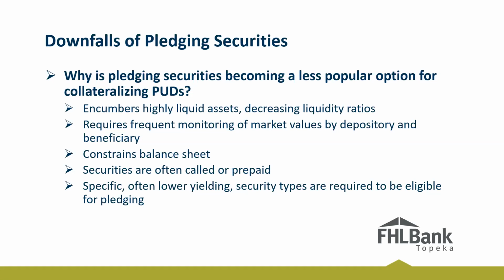Second, pledging a security encumbers the highly liquid asset, which decreases balance sheet liquidity ratios, which again, in this environment, I'm sure not a lot of our members are too worried about their liquidity ratio since everyone's flush with cash. But as we start to churn out of this liquid environment, that is something everyone will want to manage to. And again, once the security is pledged to collateralize the PUD, it moves off balance sheet and is no longer included in those ratios.